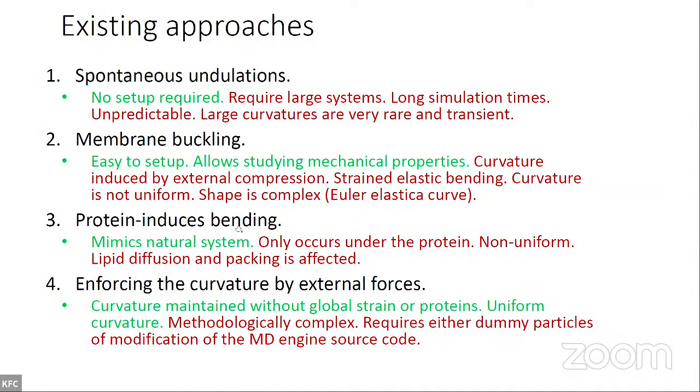If you're speaking about protein-induced bending, it mimics the natural system, which is good, but you don't always have proteins in the system. And the bending is not always protein-dependent, so it's quite limited. Finally, if we are speaking about enforcing the curvature by external forces, it's the best way to do it from the physical point of view, because you can maintain the curvature without global strain and without proteins. It's also uniform, so it's easy to analyze, but it's methodologically complex. For example, it almost always requires either dummy particles or modification of the code of your MD engine, which is not always possible and easy.